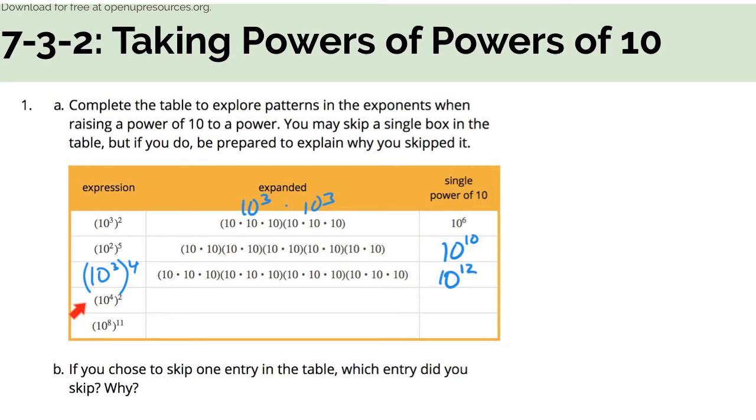I want you guys to go ahead and finish the last 2 parts of the table and answer B and start again when you're ready. Okay, here's your finished table. And notice I have 10 to the 4th being multiplied by itself 2 times, and I have a total of 8 10s being multiplied together. So it's 10 to the 8th power. I did not want to do this last entry. That's the one I skipped, but I did notice a pattern. I noticed that I'm multiplying my exponents to get my simplified exponent over there. So 8 times 11 is 88. So this is the same as 10 to the 88th power.